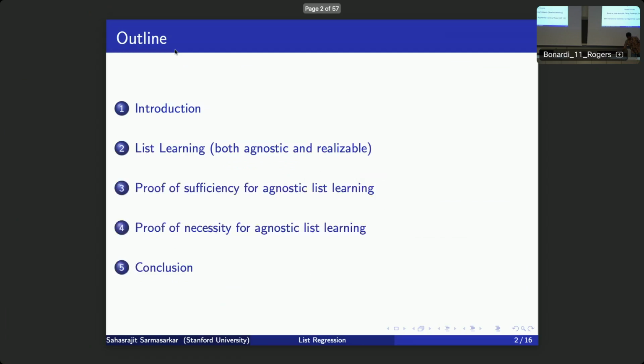Okay, thanks for staying. And today I'm going to talk about a characterization of list regression. This is joint work with Chirag, who is also in the audience here. Okay, let's move ahead. So this talk can be outlined into 5 parts.